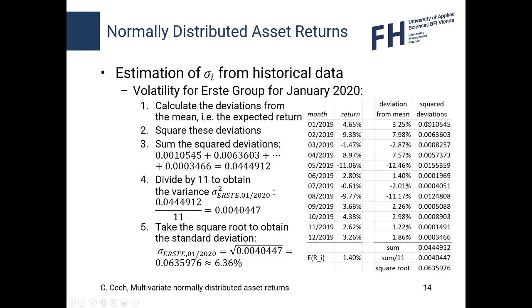Then, next step, we square these deviations. We take them to the power of 2, and you can see that because we square them, now we have only positive values here. These are the squared deviations. I take the sum of these and then divide by 11, which is the variance. And finally, I take the square root of the variance, and the result is 0.063596, which means the volatility is roughly 6.36%.